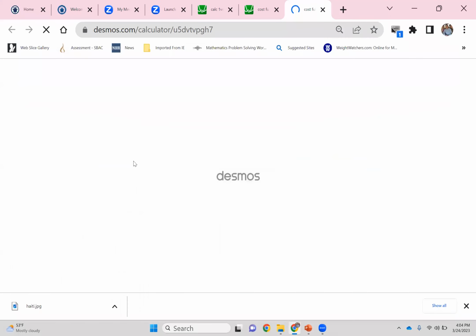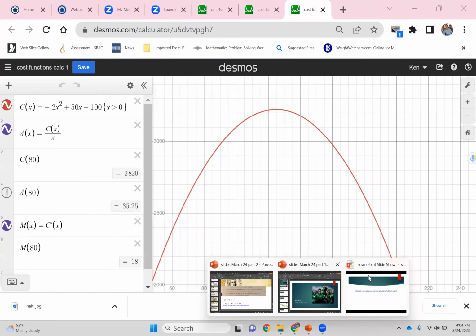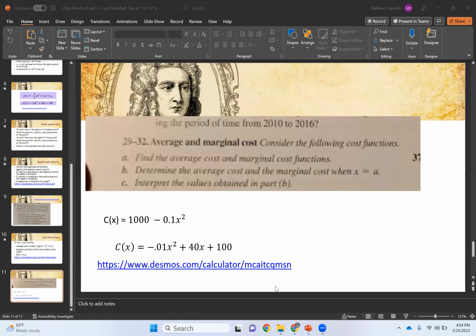And look, we got another Desmos tool. So here's our cost function. There's our average cost function. Here's our marginal cost function. So the marginal cost for 80 chairs is equal to 18, because that 81st chair would cost $18 to make. Okay. I've got a few more slides I want to show you with my friend Sir Isaac Newton.